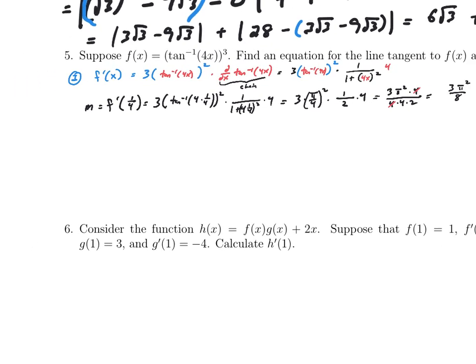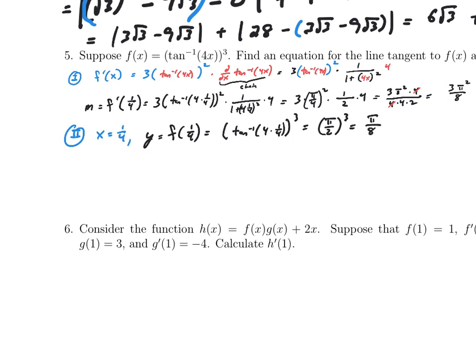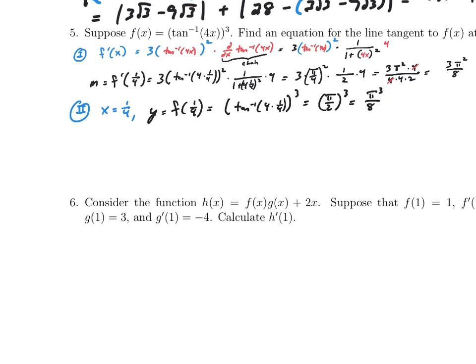All right, now the point that we have, x is equal to 1/4. And so that means that our y is going to be f of 1/4, which is going to be the arctangent of 4 times 1/4, cubed. But we already know the arctangent of 1 is pi halves. So it's going to be pi halves cubed. So that's pi over 8, pi cubed over 8. Cubed.